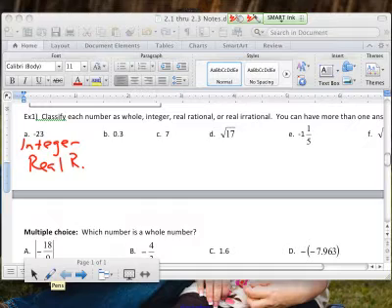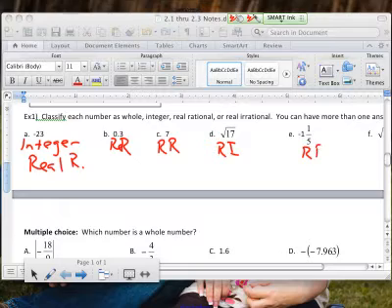Okay, and really you should probably work the other way. You should ask yourself, we know it's a real number. All of these are real numbers. This is a real number, and it's rational because the decimal ends. This is a real rational. This is not a real rational. It's a real irrational because it's the square root of 17, which is not a perfect square.